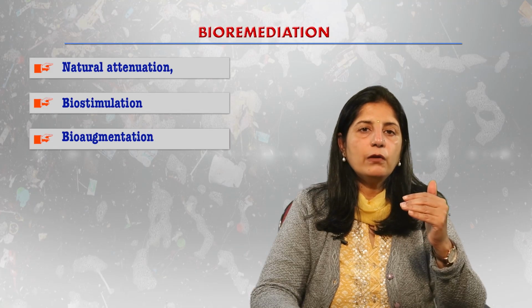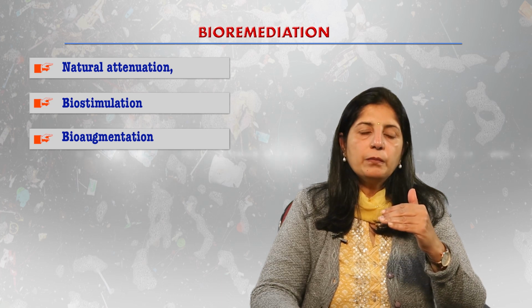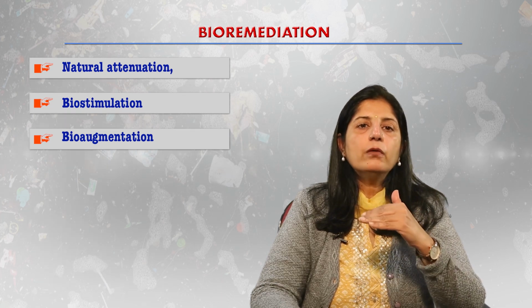Now, we have already seen that microorganisms play a very important role in the degradation of these persistent chemicals in the environment. The process in which these microbes are employed to facilitate the removal of environmental pollutants or contaminants is known as bioremediation. Bioremediation of chemical compounds involves 3 steps: one is natural attenuation, second is biostimulation, and third is bioaugmentation.